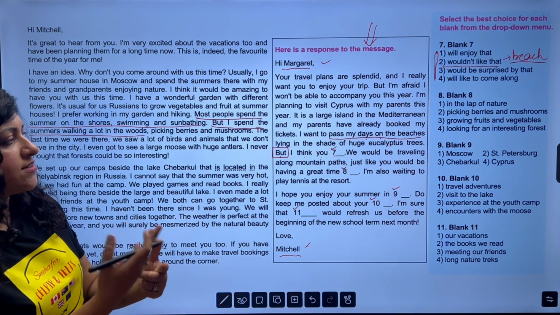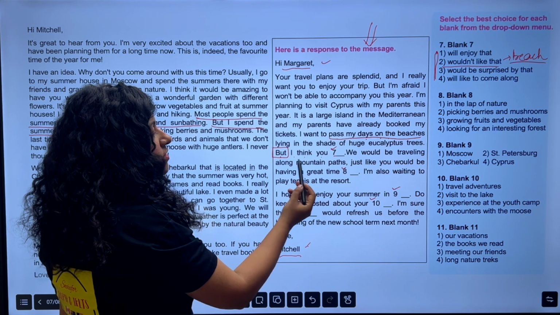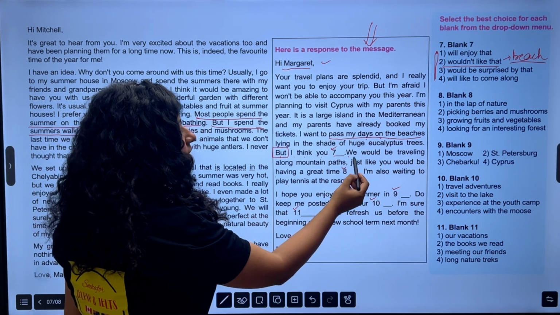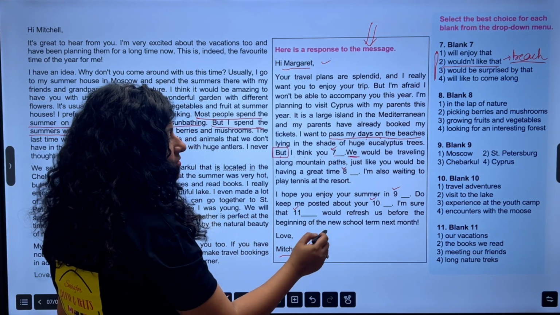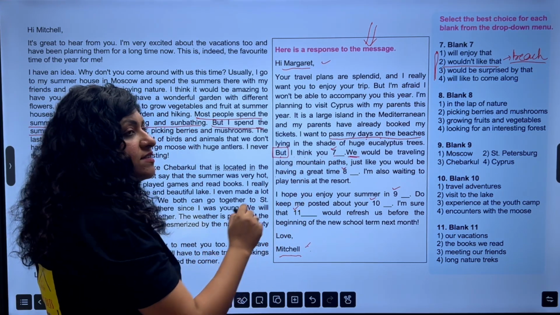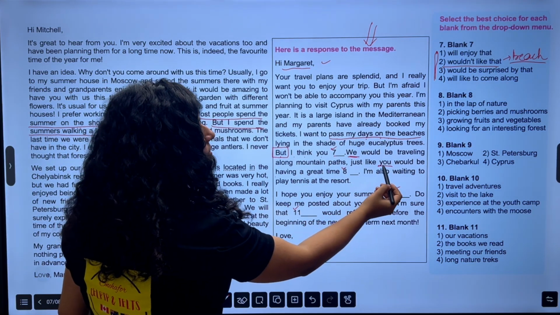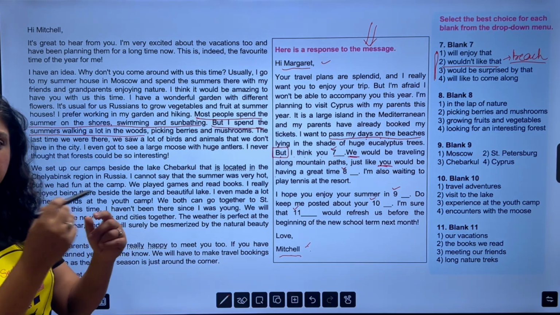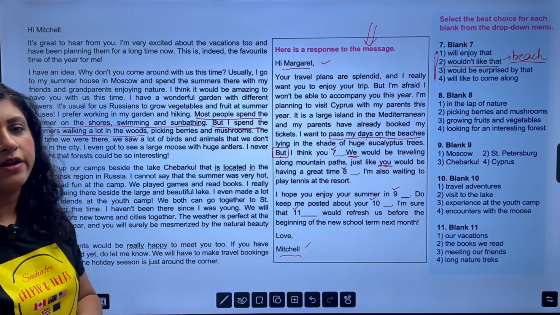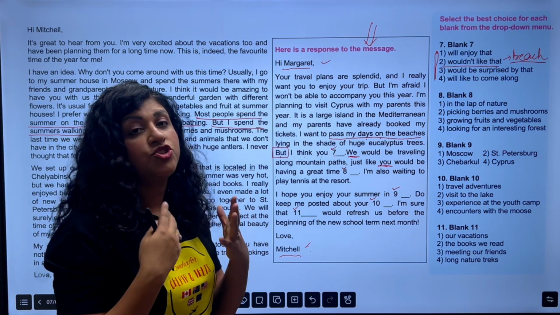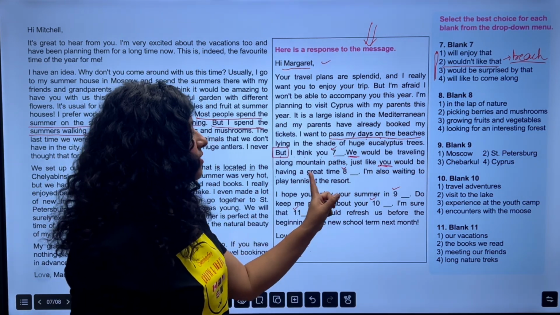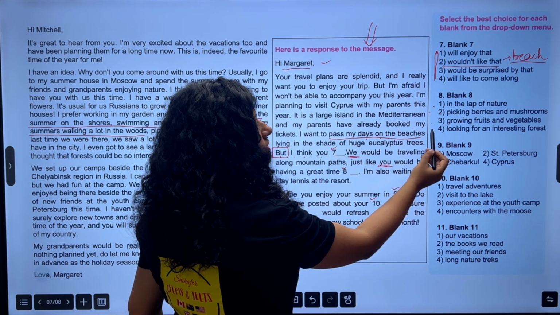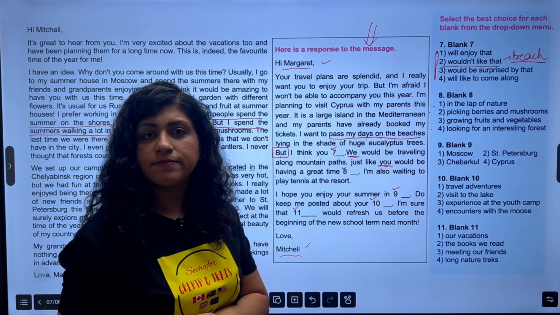And then she continues and says, we would be traveling along mountain paths, just like you would be having a great time, something. So here, we is Michelle and her parents, that they would be traveling along mountain paths, just like Margaret would be having a great time. So what does Margaret like to do? You here is Margaret. Michelle is writing to Margaret. So what will Margaret be doing, which she likes? So, having a great time in the lap of nature, picking berries and mushrooms, growing fruits and vegetables, or looking for an interesting forest.